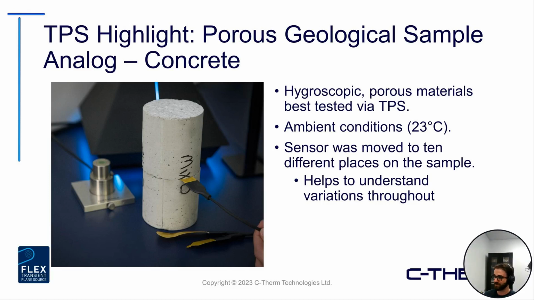The results that I'm going to show here were all done at ambient conditions, about 23 degrees Celsius. The sensor is actually moved to 10 different places around the sample's diameter. Essentially, we're looking to get an understanding of variation that may be present throughout the material, because it is not, I would say, a truly homogeneous sample. If you were to look at the inside of those cement blocks, there's, of course, some local heterogeneity that is present.